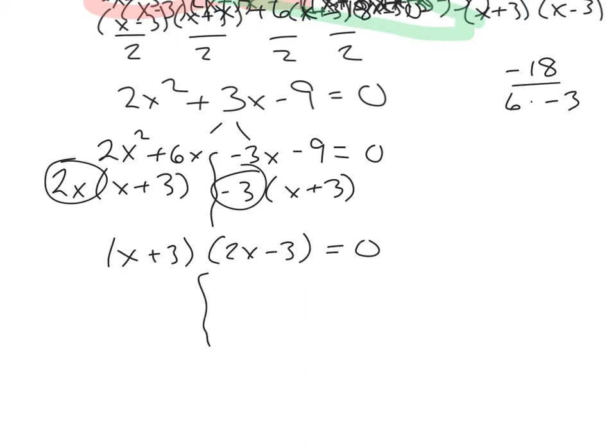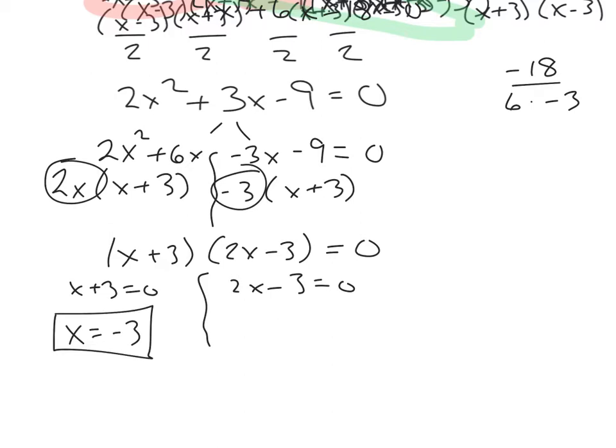Now, once again, we split it down the middle. You have x plus 3 is equal to 0, and then 2x minus 3 is equal to 0, okay? You go ahead and you subtract, and you get that. And then you subtract, and you got 2x is equal to 3. And then x is equal to 3 over 2.